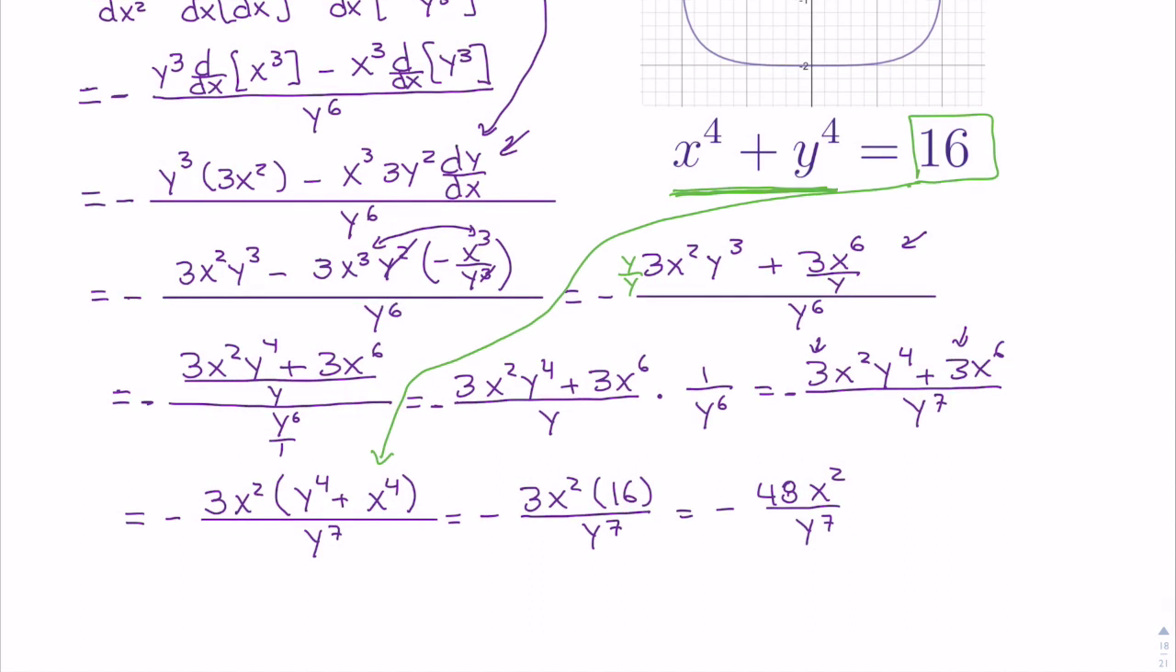So we found our second derivative. The second derivative is negative 48 x squared over y to the 7th power. Yep, it took a little time.